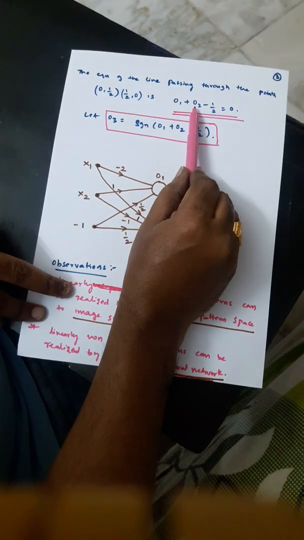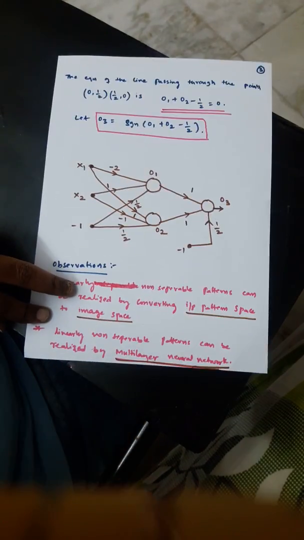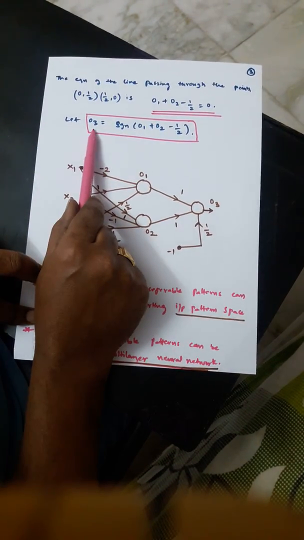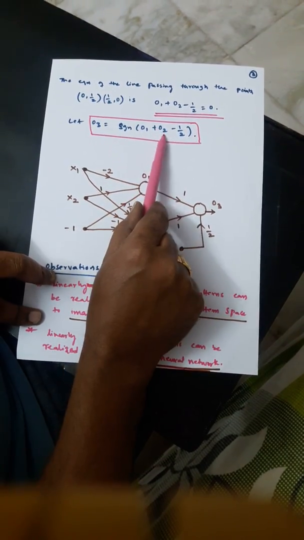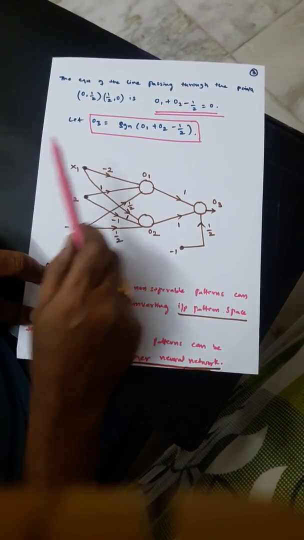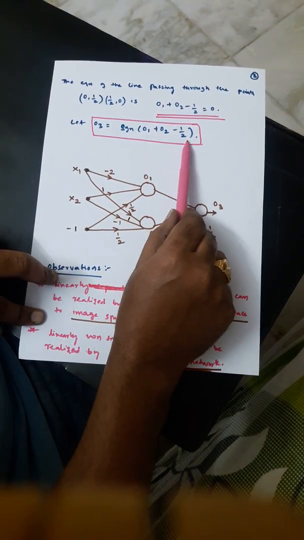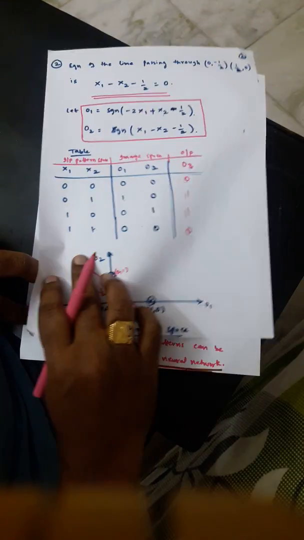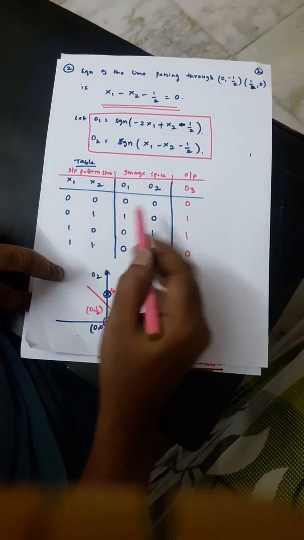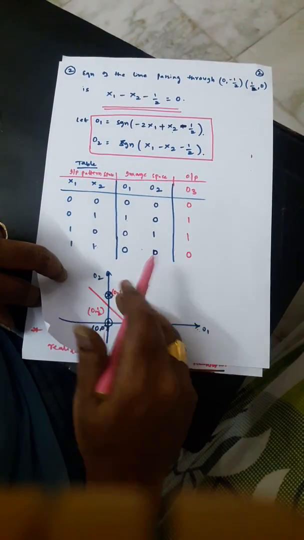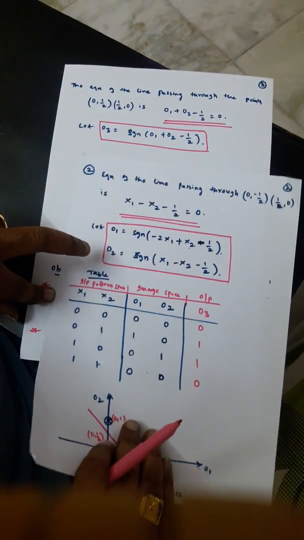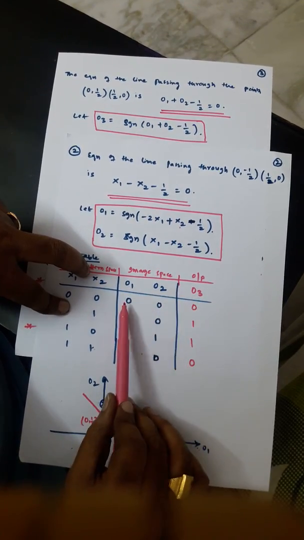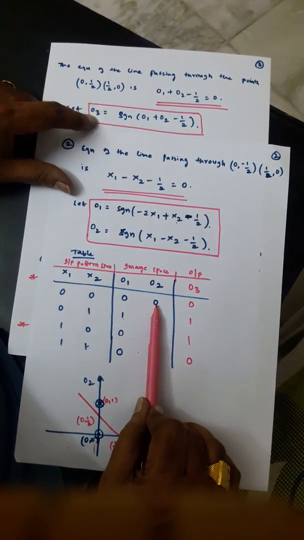It is O1, because the x and y axes are O1 and O2. O1 plus O2 minus 1 by 2 equal to 0. Let me name that output as O3, which is signum of O1 plus O2 minus 1 by 2. Is it clear? Now come back to the table. Let us find out what O3 is. Substitute O1 and O2 in the equation for O3.